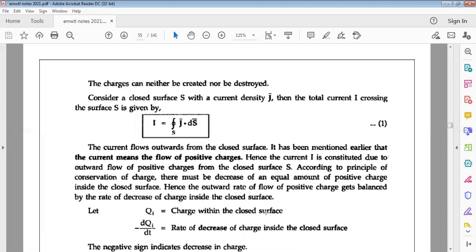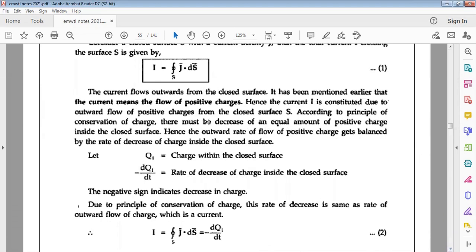Okay, the charge inside the closed surface is considered as Qi, and the change of that charge with respect to time inside the closed surface, because it is a current that is passing through the closed surface. The current flows outwards from the closed surface. Whenever it changes, there is a decrease of an equal amount of positive charge inside the closed surface. What matters, students? The rate of decrease of charge inside the closed surface, dQi by dt. The negative sign indicates the decrease of the charge enclosed by the closed surface.